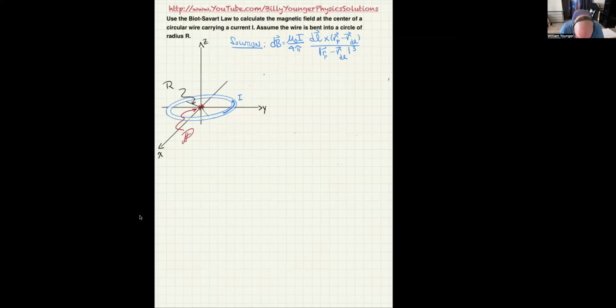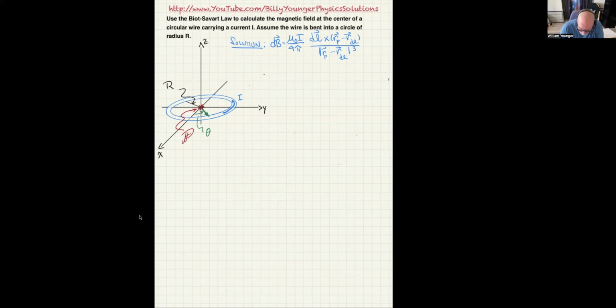right there, and that's the vector RDL. You can see it's a radial vector pointing from the origin to a point on the wire. I'm going to say the angle it makes with the positive x-axis is the angle theta that we recognize from polar coordinates or other coordinate systems you're used to.